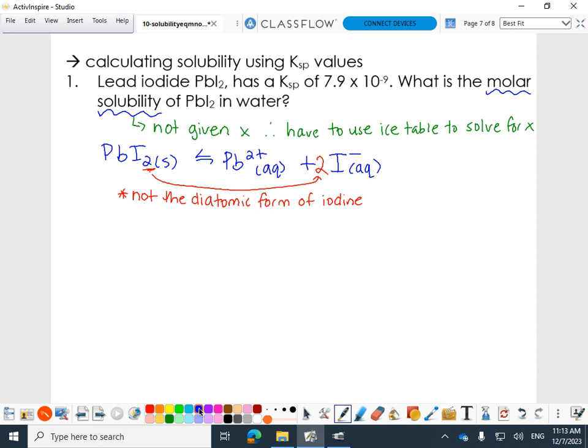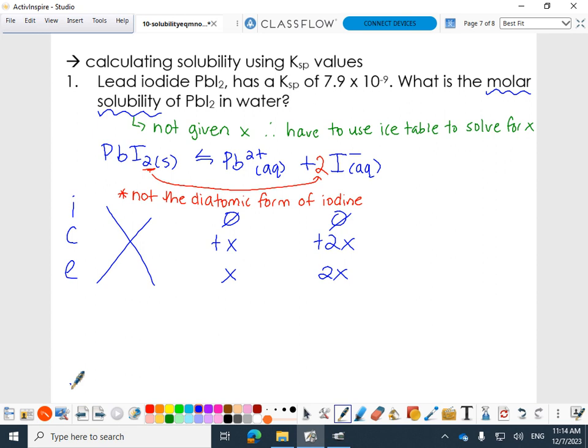Because if you put I2, a subscript of 2, the coefficients will be 1, the exponent is 1, and now your equilibrium law is messed up, okay? But this is all the same, ice table the same, cross out the solid, 0 lead, 0 iodide, plus x, because the coefficient is 1, plus 2x, because the coefficient is 2, x, 2x. So same ice table every time.